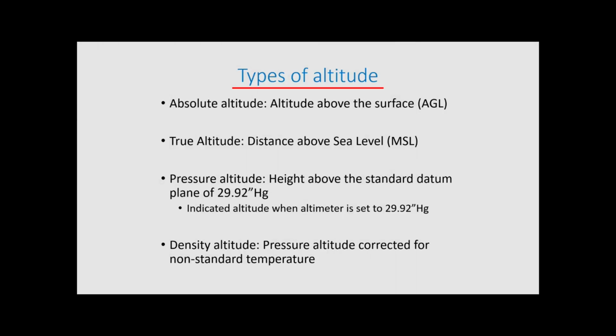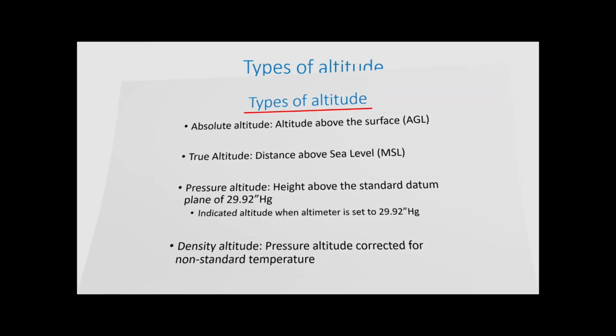Let's talk about different types of altitude. Absolute altitude is the altitude above the surface, and it's given in AGL, or above ground level. True altitude is the distance above sea level and is in MSL, or mean sea level. Pressure altitude is the altitude we get when we set our altimeter to 29.92 inches of mercury.